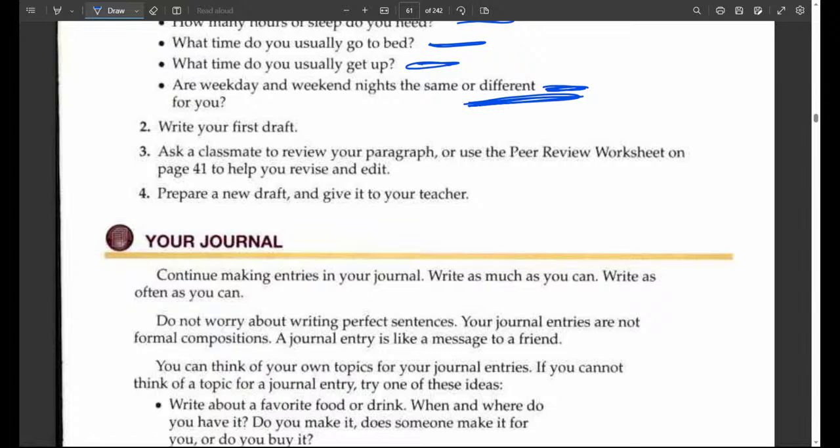Write your first draft. Ask a classmate to review your paragraph, or use the peer review worksheet on page 41 to help you revise and edit. Prepare a new draft and give it to your teacher.